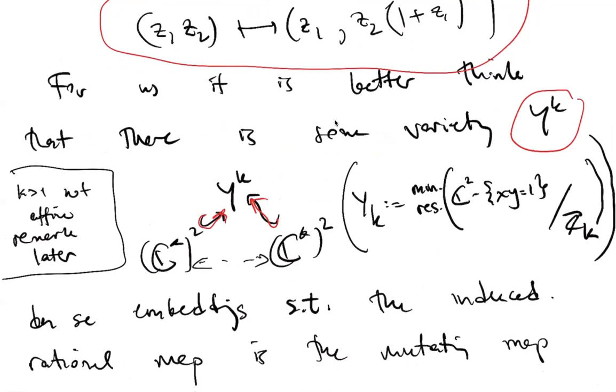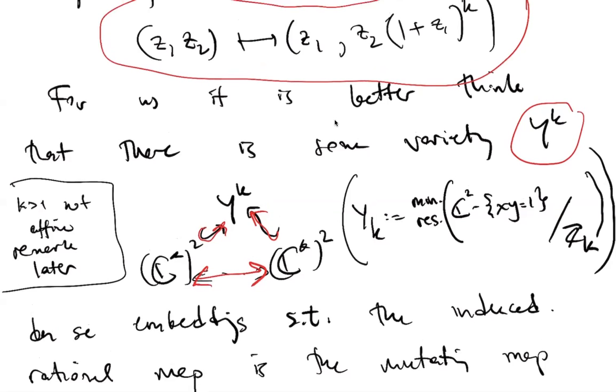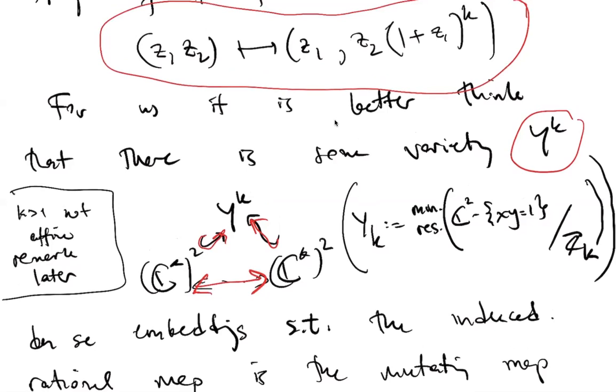And if you just look at the map, these are dense, but they don't have the same image. Their images differ on some codimension one locus, and that induces a rational map between these two C star squares. And you can choose this Yk and the embeddings in such a way that the induced rational map is just this cluster transformation.